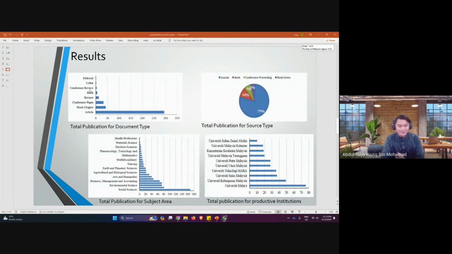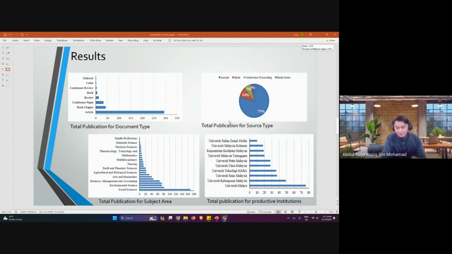Okay, so this is the result. I want to be quick here. Articles are the largest number of document types, followed by book chapters, conference papers, review, books, conference reviews, letters, and the least is editorials.